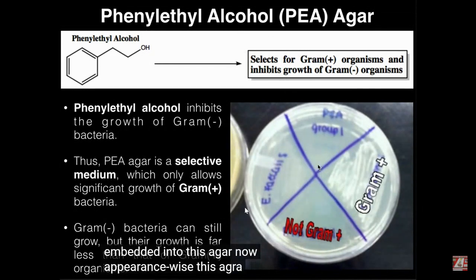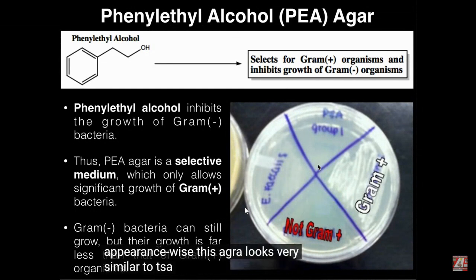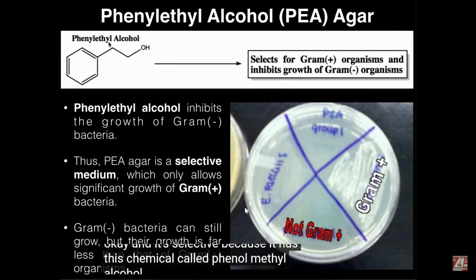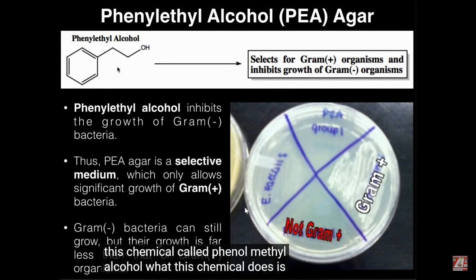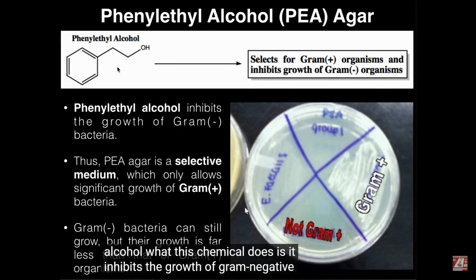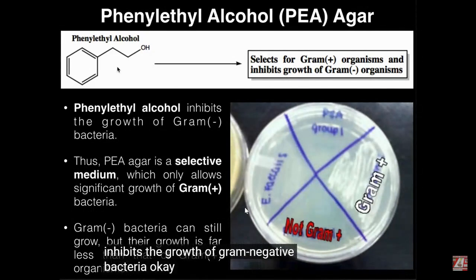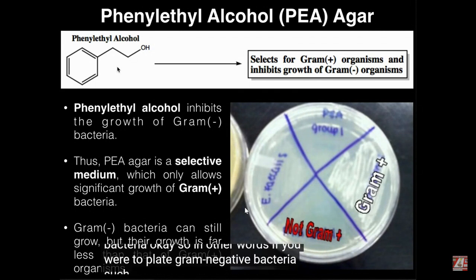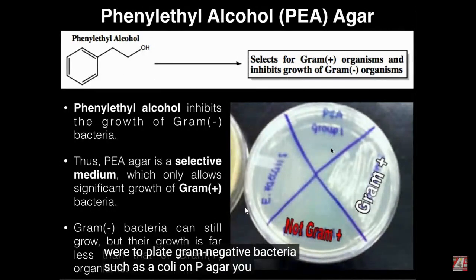Now, appearance-wise, this agar looks very similar to TSA, but it's not a simple growth medium, it's a selective medium, okay? And it's selective because it has this chemical called phenylethyl alcohol. What this chemical does is it inhibits the growth of gram-negative bacteria. So, in other words, if you were to plate gram-negative bacteria, such as E. coli, on P agar, you would not expect to see a significant amount of growth.